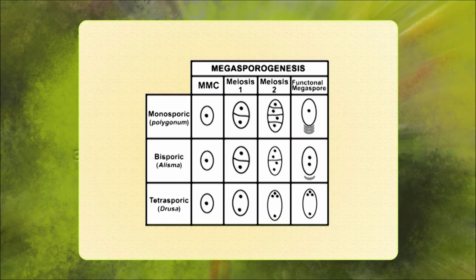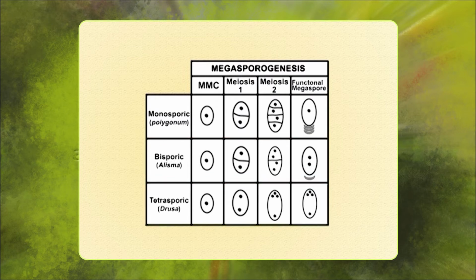In the monosporic pattern, both meiotic divisions are accompanied by cell plate formation, resulting in 4 one-nucleate megaspores. Subsequently, 3 megaspores, generally the micropylar-most megaspores, undergo cell death. In the bisporic pattern, cell plates form after meiosis I, but not meiosis II. The result is two-nucleate megaspores, one of which degenerates.